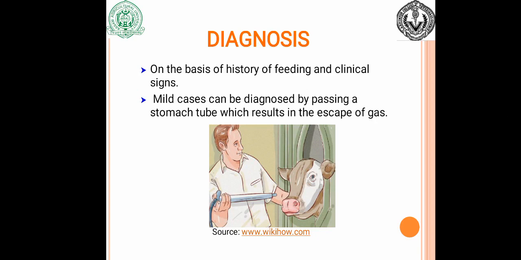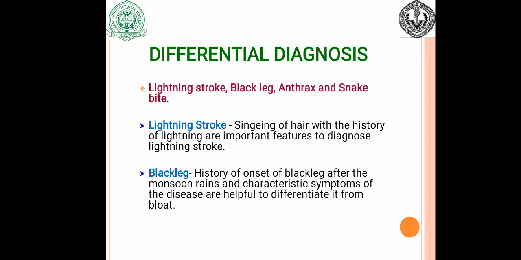Diagnosis. This disease can be diagnosed on the basis of history of feeding and clinical signs. The mild cases can be diagnosed by passing a stomach tube, which results in the escape of gas. This disease can be differentiated from other diseases such as lightning stroke, black leg, anthrax, and snake bite.